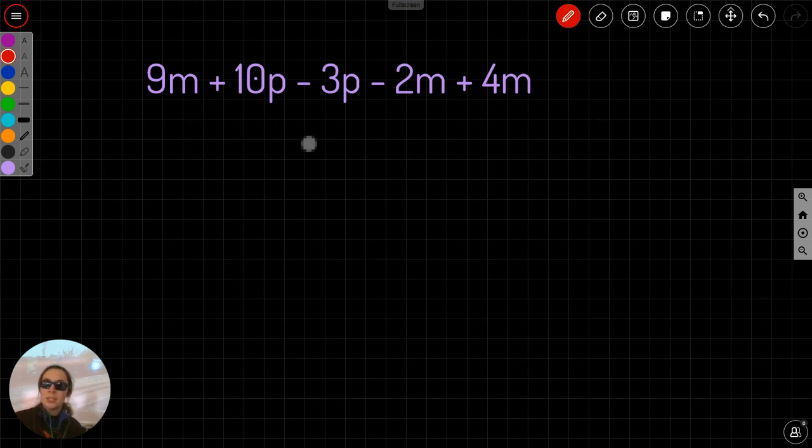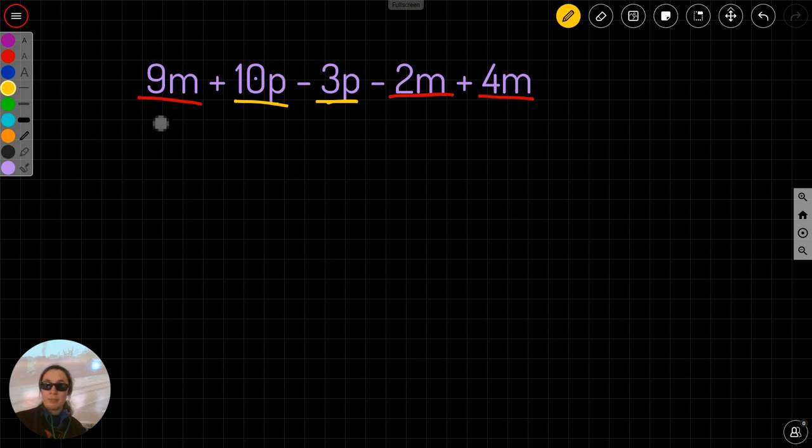So let's first identify our like terms. Looking at the variables, we have m and p. Let's underline all the m's with red, okay, and the p's with yellow. 3p and 10p. Oops, I changed my marker size. I don't want that. 3p and 10p.